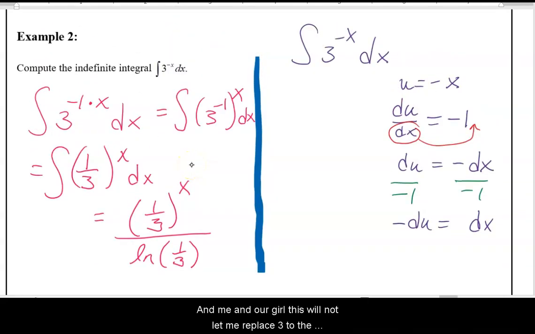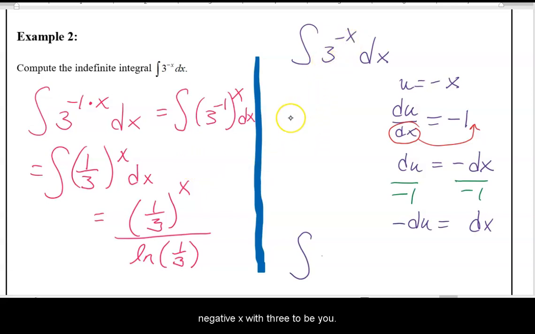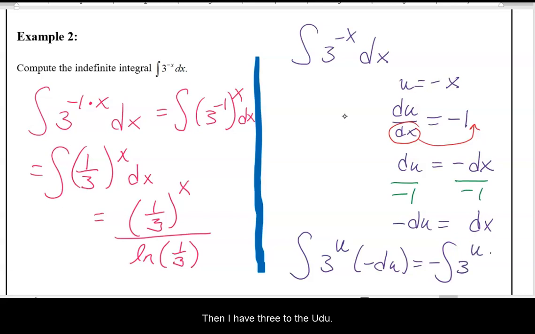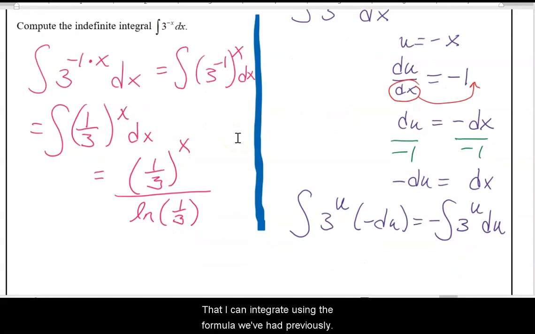In the integral, this will now let me replace 3 to the negative x with 3 to the u, and dx with negative du. The negative can be brought to the very front and even the outside of the integral since it's the constant negative 1. Then I have 3 to the u du. That I can integrate using the formula we've had previously.